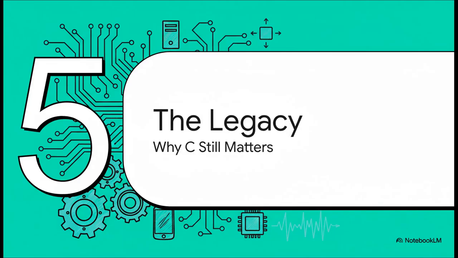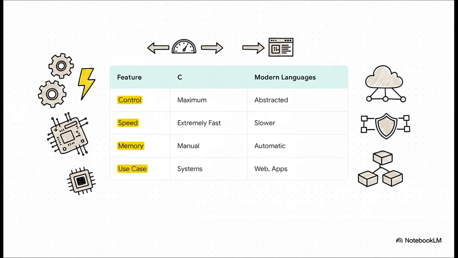So this brings us to the big picture. C was created decades ago. It's an old language. So why does it still form the very bedrock of modern computing? Well, it really all comes down to a fundamental trade-off. When you compare C to more modern languages, it becomes pretty clear.